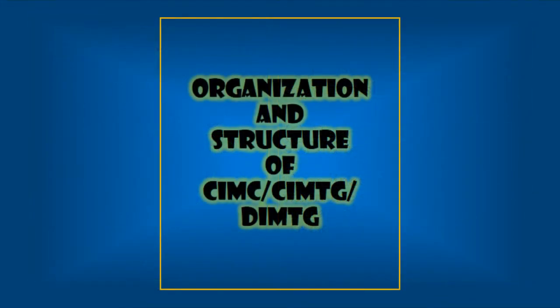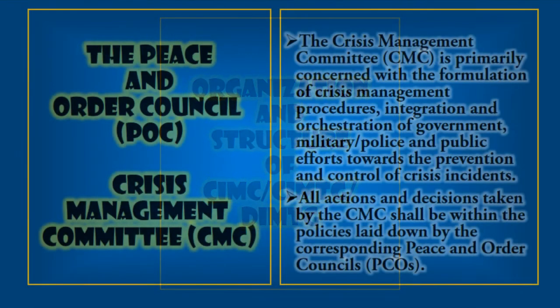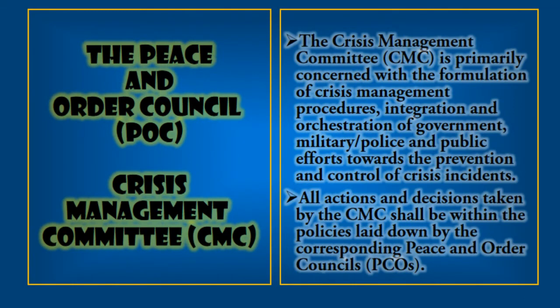And now we have here the organization and structure of the CIMC or the Crisis Incident Management Committee. And then the Critical Incident Management Task Group. And then the Disaster Incident Management Task Group. Okay, so now we have here the Peace and Order Council. Take note, nandyan yung, or under nyan is the Crisis Management Committee. So the CMC is primarily concerned with the formulation of crisis management procedures. So integration and orchestration of government, okay, military and police and public efforts.